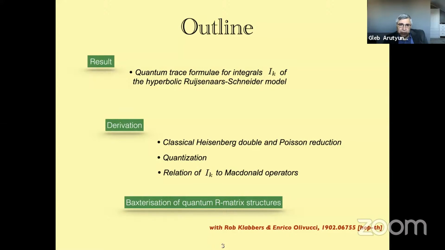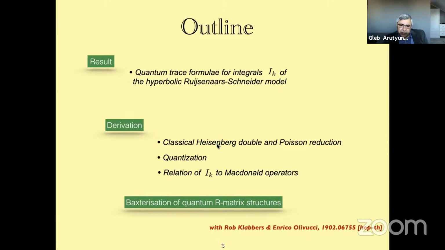Therefore, the outline will be: I will first formulate the result. I will show you these quantum trace formulas. Then I will proceed with the derivation, which essentially will be based on the Poisson reduction of the classical phase space known as the Heisenberg double.